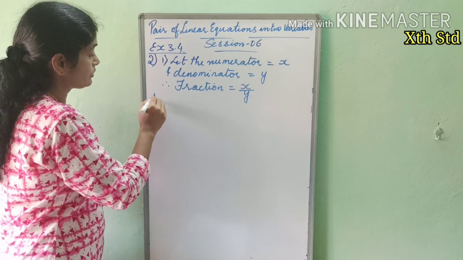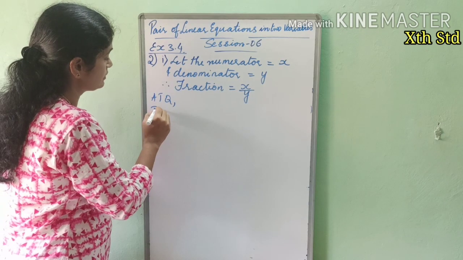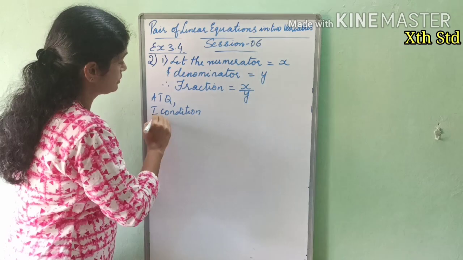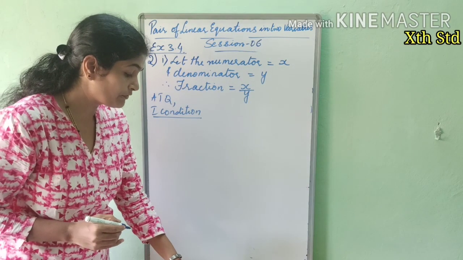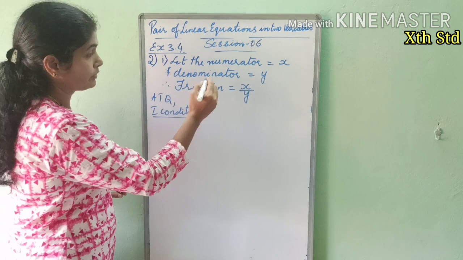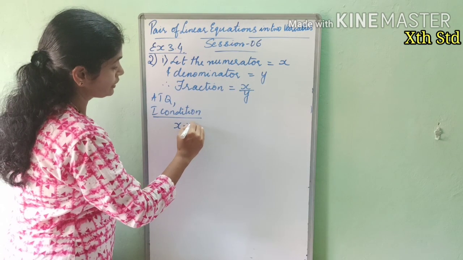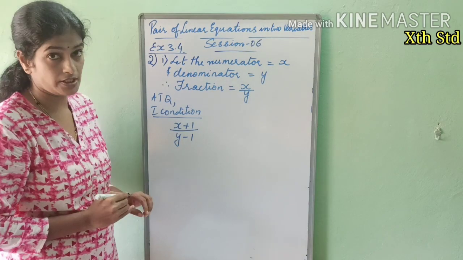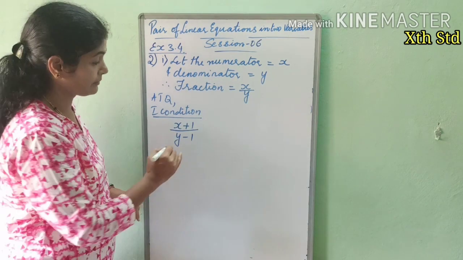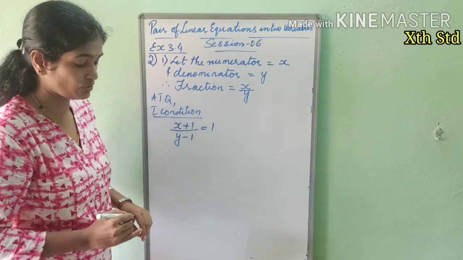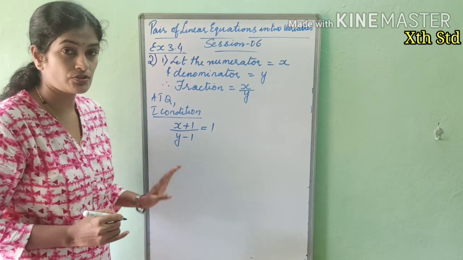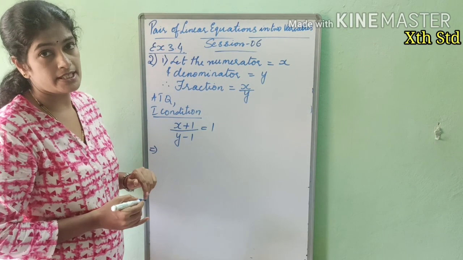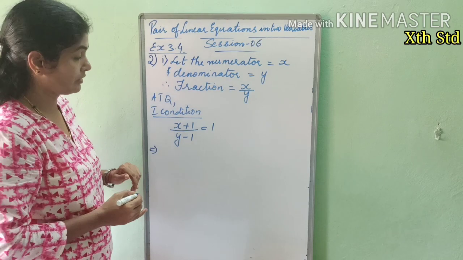Now, according to the question, what is the first condition? If we add 1 to the numerator x, and subtract 1 from the denominator y, then the fraction reduces to 1. The fraction reduces to 1, right? Now this we will simplify and put in the standard form of a linear equation in 2 variables.